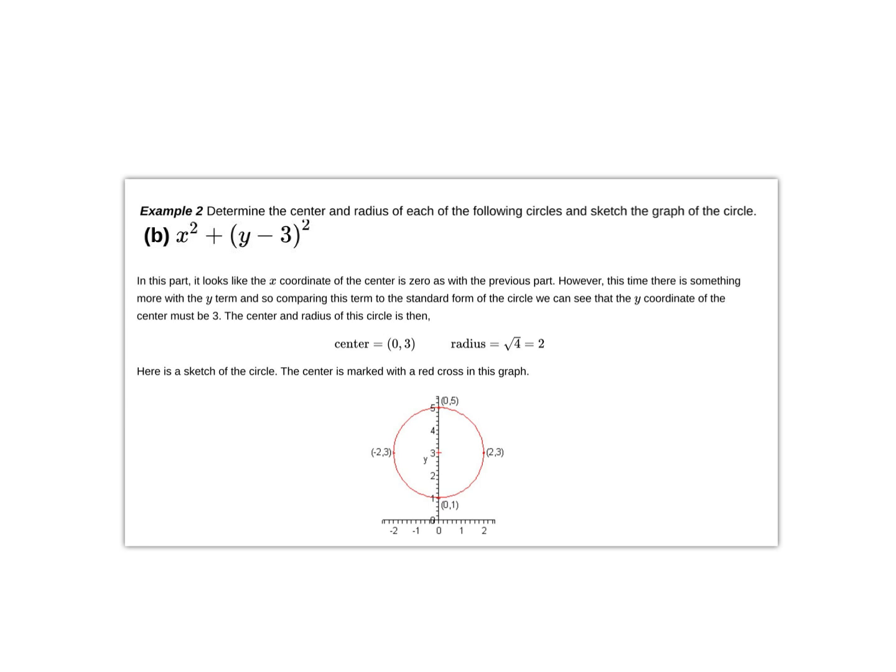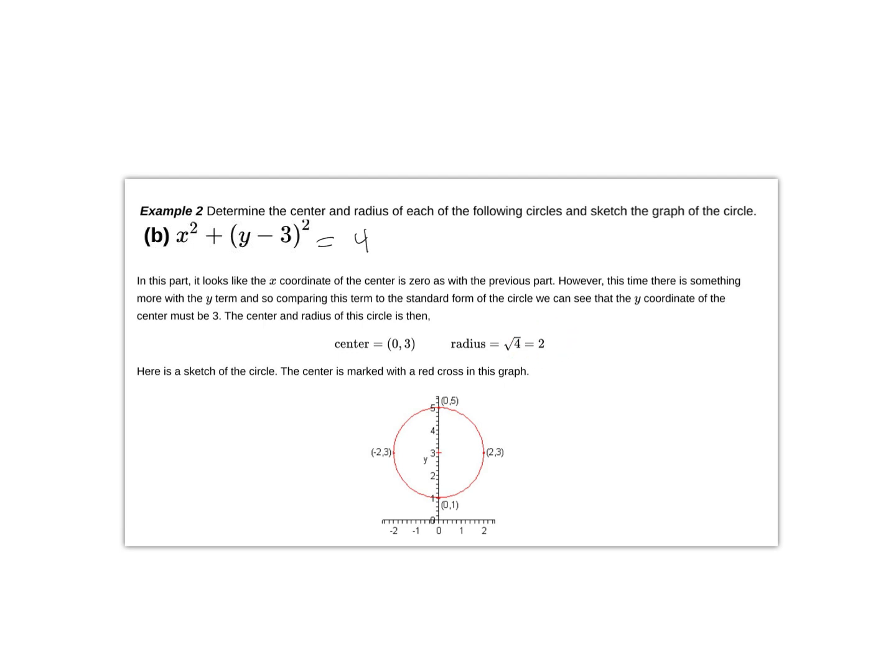All right, so looking at example 2, we can see that x squared is x minus 0, so the x coordinate of the center is 0. The y coordinate of the center, that k value, we see y minus 3, so our k value is going to be 3. And if we look at the rest of the equation, it was equal to 4. Then if we take the square root of 4, that is going to give us a radius of 2.